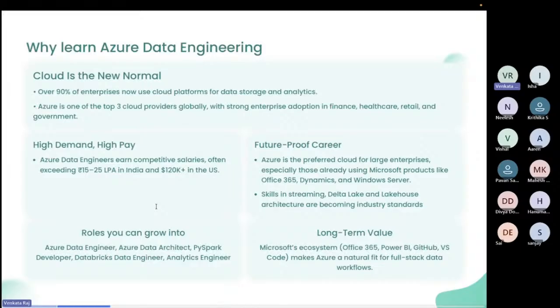The third point is a future-proof career. I have added this point because most of us started our jobs in different profiles, in different roles, but today we are getting into the data engineering field. Tomorrow we don't want to again switch back to another technology or another role, right? We want this to be future proof. We want this to give us another 10-year or 5-year career. That's our vision, right?